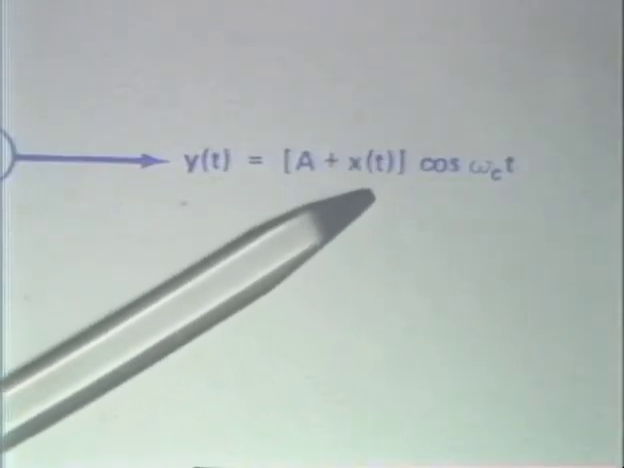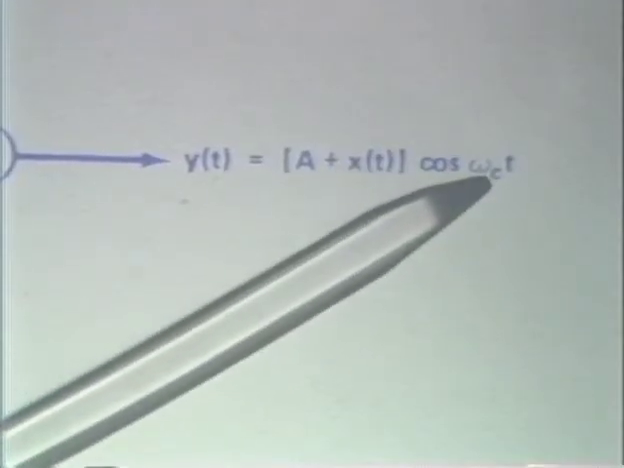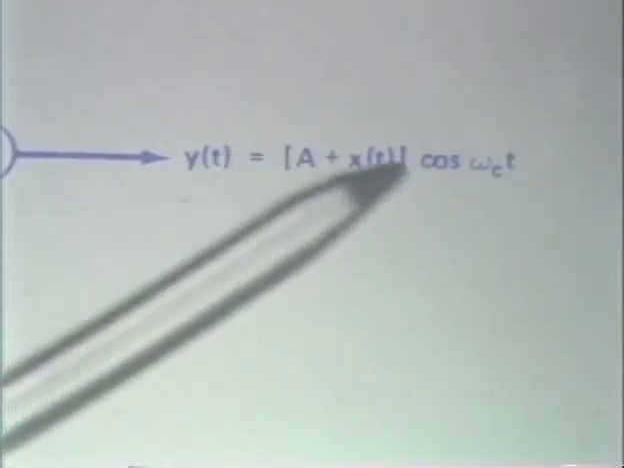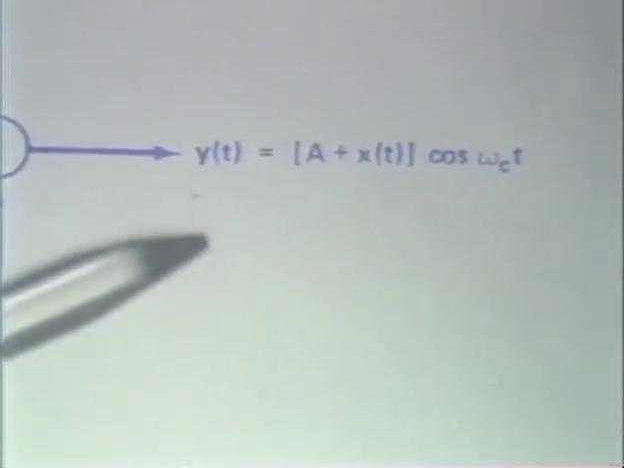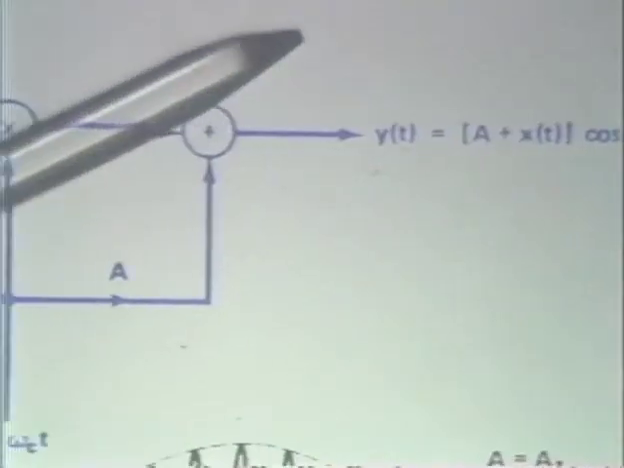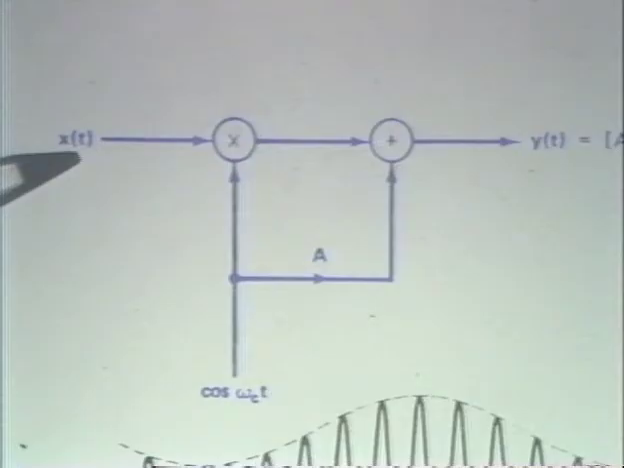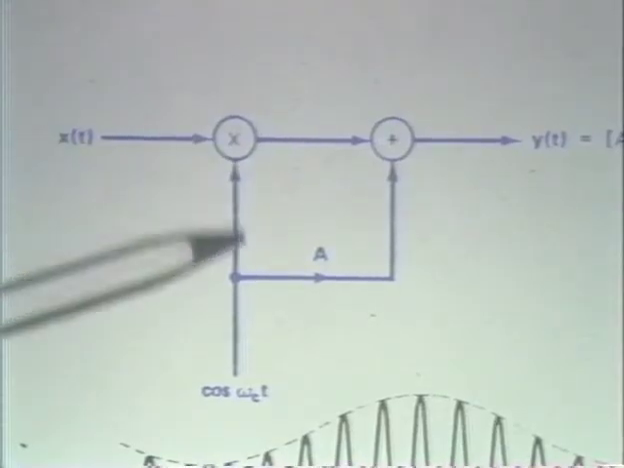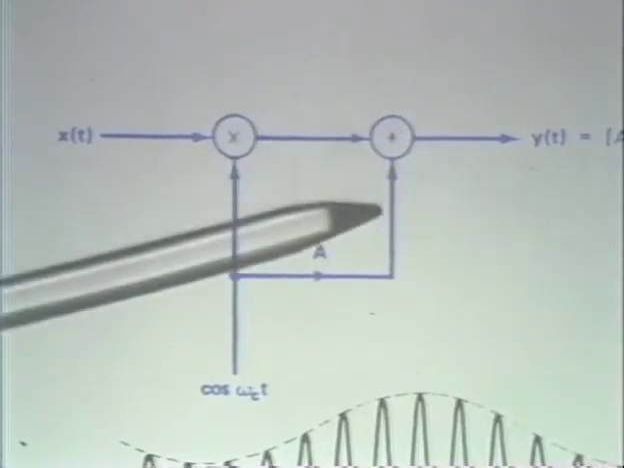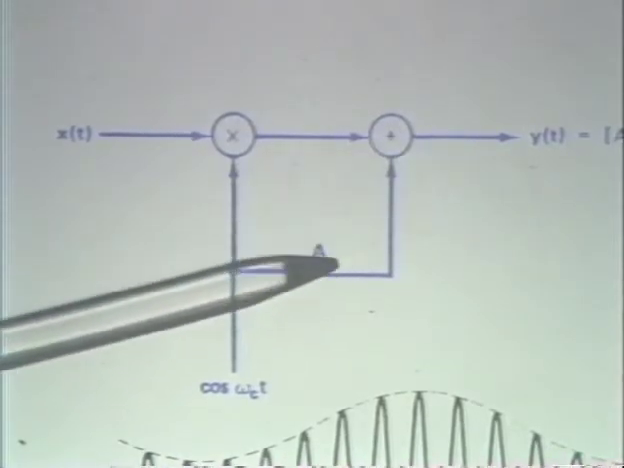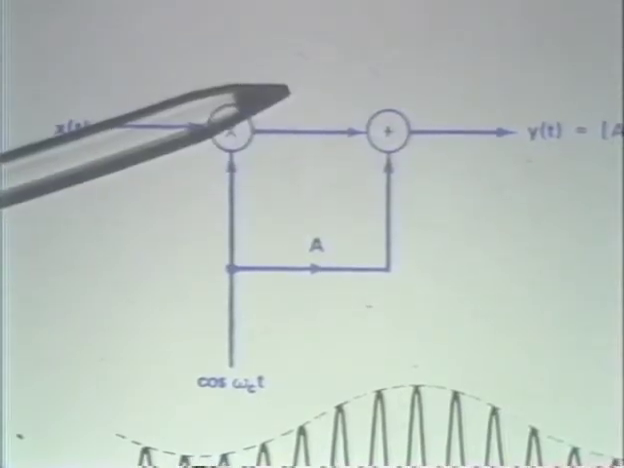Notice that if we just take this term and expand it out into two terms, x of t cosine omega c t plus A times cosine omega c t, then in block diagram terms we can represent that as I've shown here. And so it would correspond to modulating the signal, x of t, onto the carrier, omega sub c t, and also injecting some carrier with an amplitude A, and the output of the modulator is then the sum of those two.